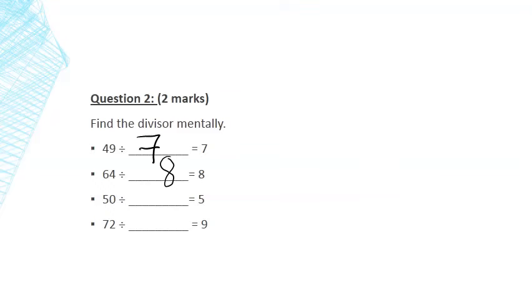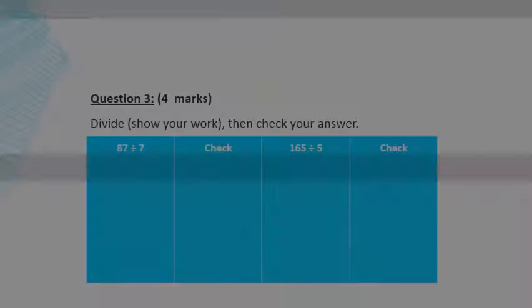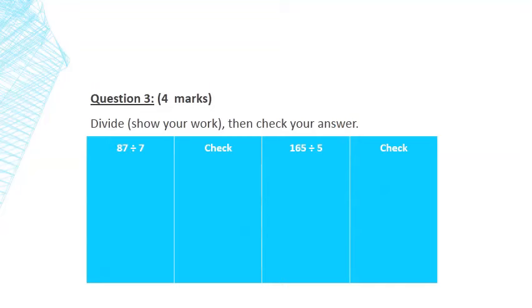Jawad. 50 divided by 5 equals 10. 50 divided by what? 50 divided by 10 equals 5. 5 times 10 is 50. Okay. 72 divided by 8 equals 9. Yes, 9 times 8 is 72. Let's move to question number 3.